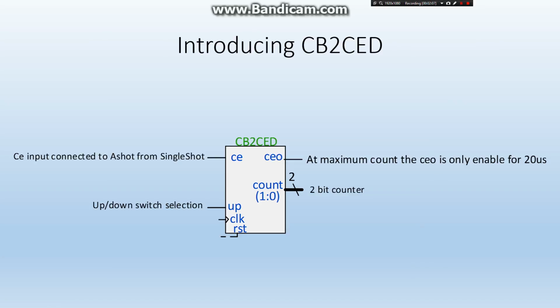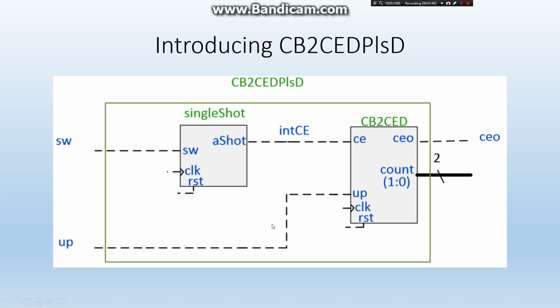This is the CB2CED GUI. You have a binary counter with 2 bits output and a chip enable, and you can also cascade them by connecting the chip enable output of 1 block to the chip enable input of the other block. So chip enable input is connected to A shot from the single shot. This is how it is going to work for our application. You have up-down selection. This is where you have this D here, and you have your output, chip enable output, and also clock and reset to make the counter work.